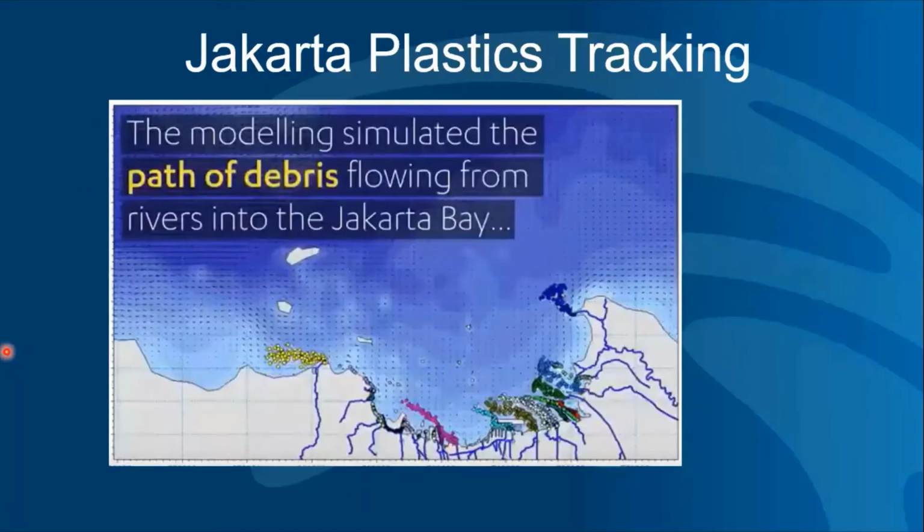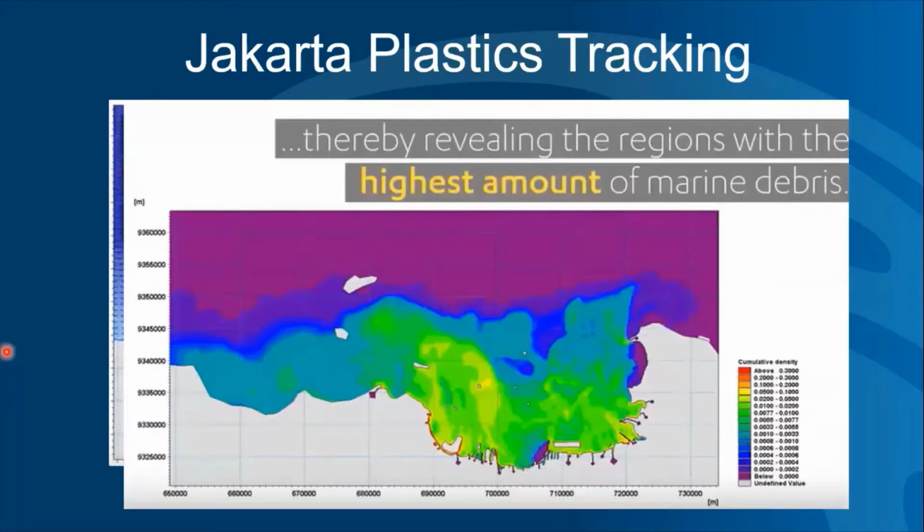Another study was looking at plastic tracking within Jakarta Bay. So we've got a broad scale hydrodynamic model of Jakarta Bay, and then on top of that we built a particle tracking model which was inputting plastics from the various rivers that feed into Jakarta Bay, and then we can run the model simulation, and it gives us this density map. So it's showing areas where you're getting the highest levels of plastic in the receiving environment.